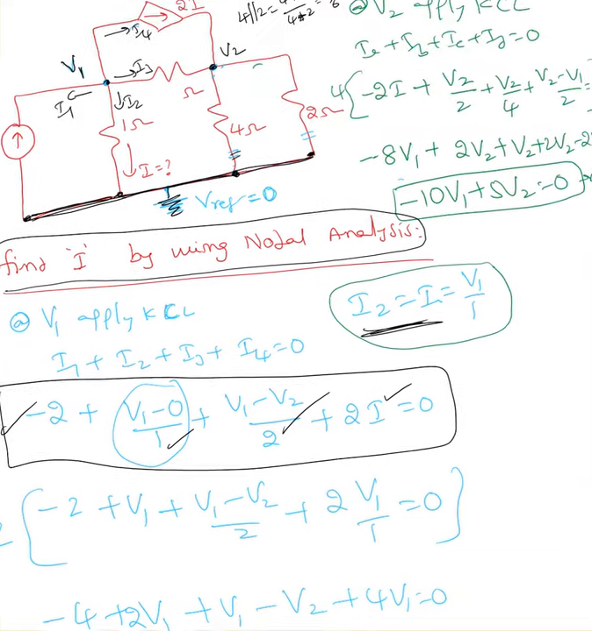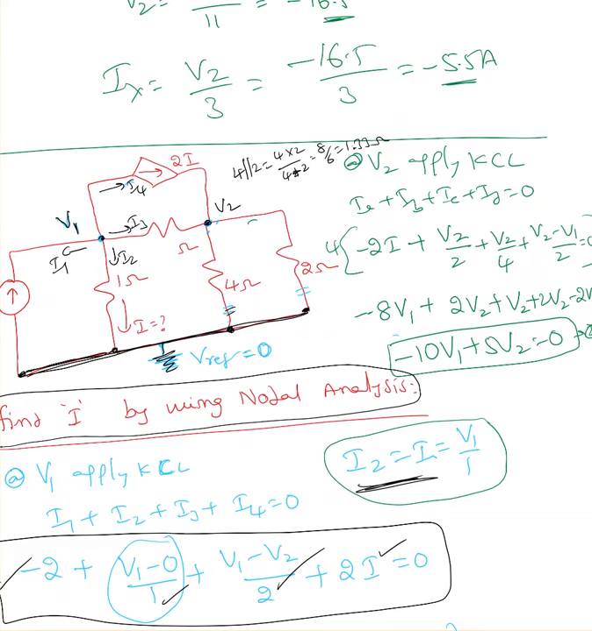Now equation 2: at V2 apply KCL. I chose this as my IA, IB, IC, ID, all currents going out. IA plus IB plus IC plus ID equals 0. IA is nothing but minus 2I, but I already know I equals V1, so I replaced I with V1. Plus IB is nothing but V2 over 2, IC is nothing but V2 over 4, and ID is nothing but V2 minus V1 over 2.